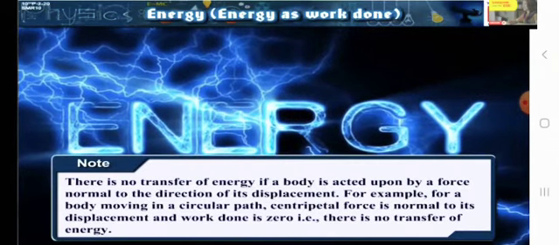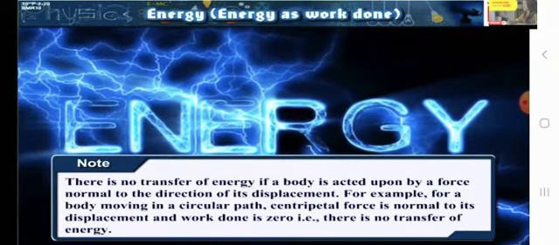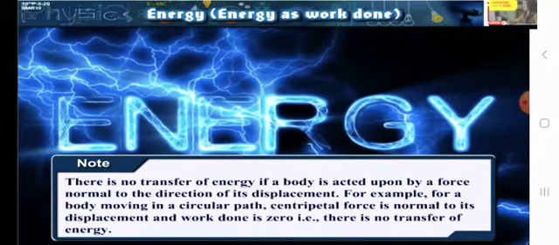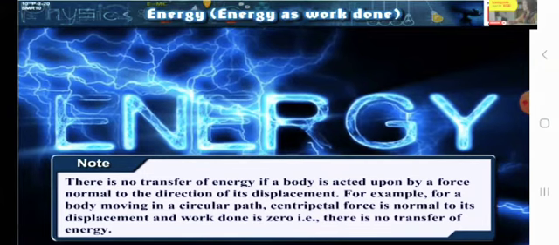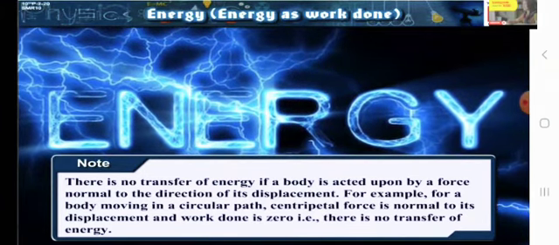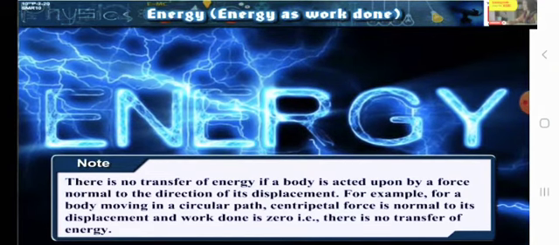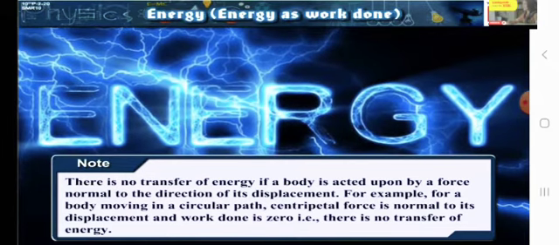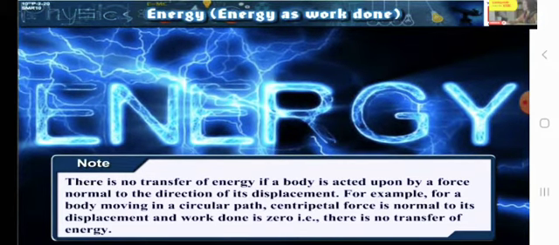Note, there is no transfer of energy if a body is acted upon by a force normal to the direction of its displacement. For example, for a body moving in a circular path, centripetal force is normal to its displacement and work done is zero. That is, there is no transfer of energy.